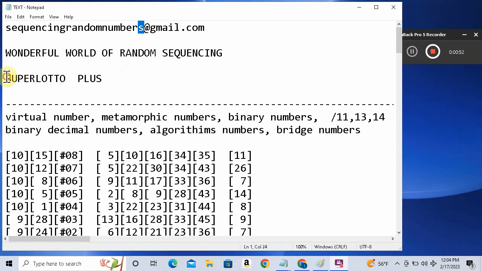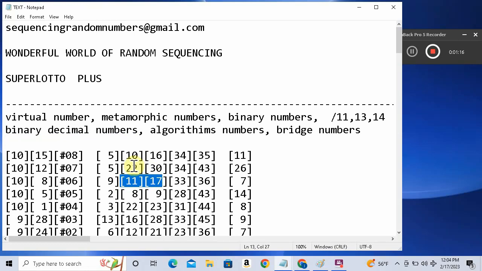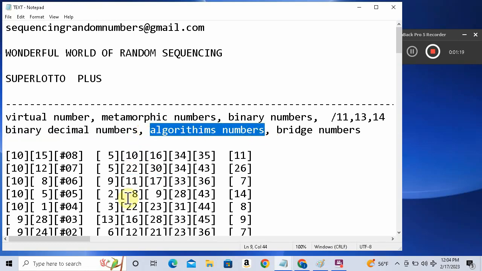Now I'm going to be doing an analysis of SuperLotto Plus, and to understand SuperLotto Plus, you have to understand the concept of virtual numbers, metamorphic numbers, binary numbers. Here's a binary number. You have to understand binary to decimal numbers, and algorithms. Every number here has an algorithm. The bigger numbers on the right side, like for instance this might be 63, that has an algorithm. This could be 35. These numbers to the right have sequential potential.